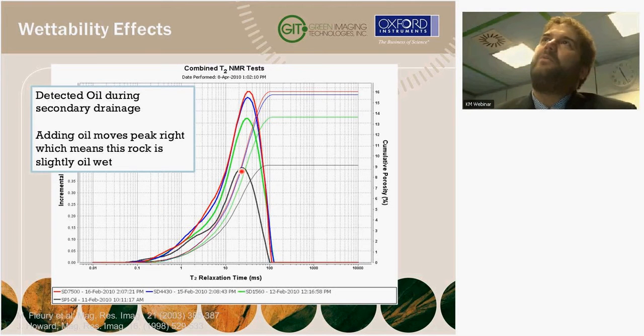So in this example, as we add oil, the peak is moving to the right. It's becoming longer, which means it's tending towards the middle, which means contact with the pore wall, and then slowly moving towards the center of the pore as we add more. So it's slightly oil wet, and that was confirmed by USBM and other measurements.